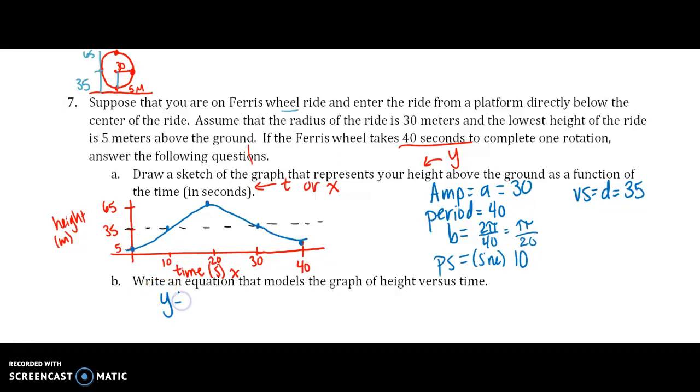Y equals your amplitude 30. We said sine of pi over 20 times x minus the phase shift for sine, which we said 10, and then plus 35 because the midline moved from the x-axis up to 35. Okay. So that is number 7.